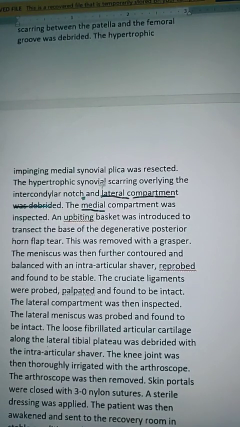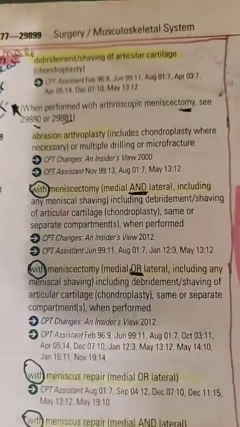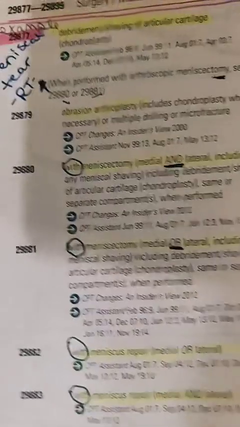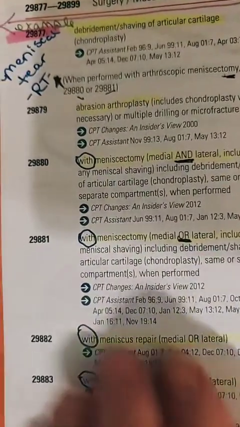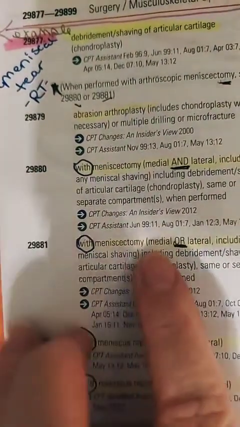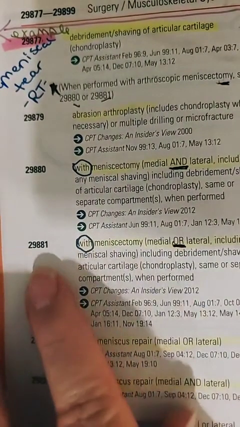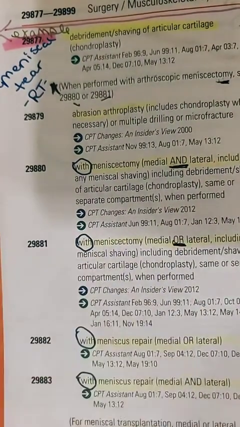So when you're doing 80 and 81, if they were both debrided, whatever that is, if they were both done that way, it's going to be 80. If it was one or the other, then it's the or one. So for this one, they only did that procedure on one of the medial and lateral areas. So we're going to keep it at the 81. Okay.